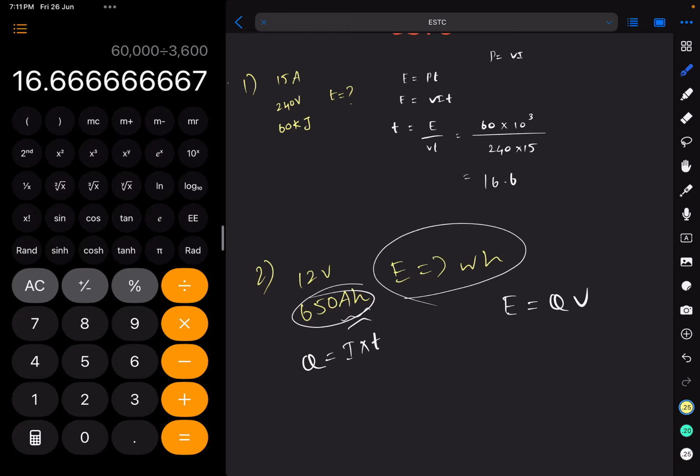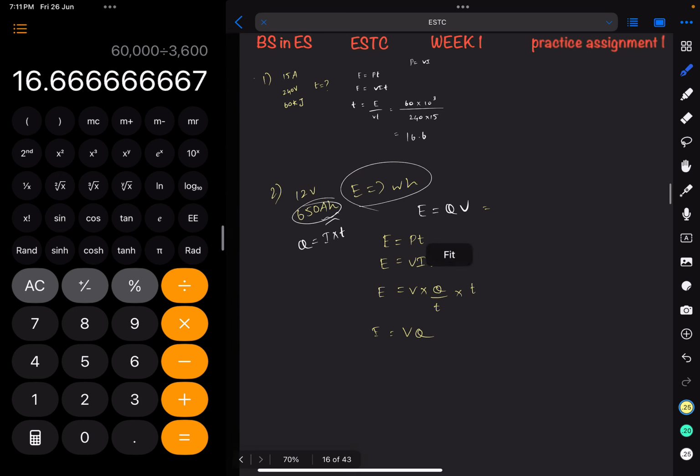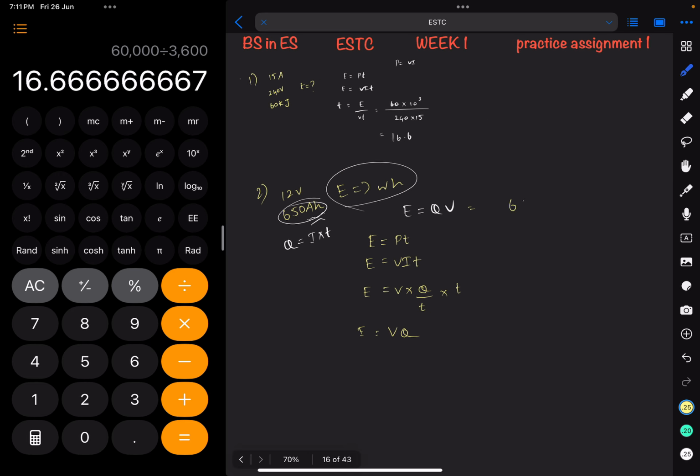Okay, let me elaborate. Energy is equal to PT. You know that. And P is VI, by T. Now I can substitute I as Q by T. So I can get VQ or QV. Both are same. So what is charge here? 650 ampere hour into 12 volt. Answer is in watt hour, right?